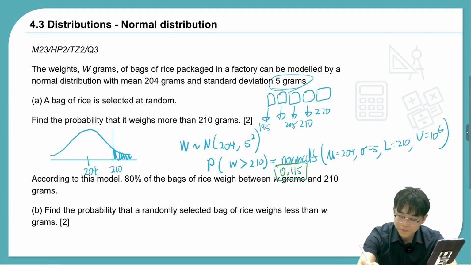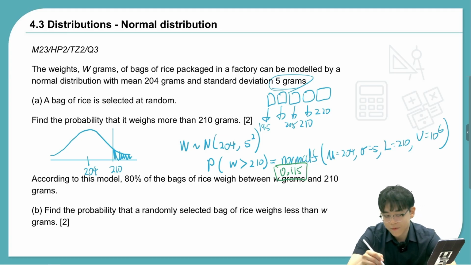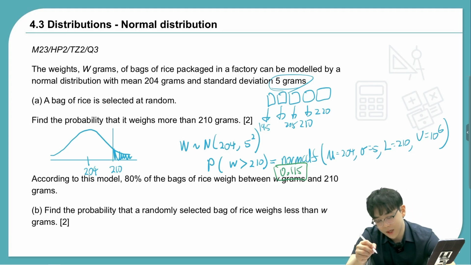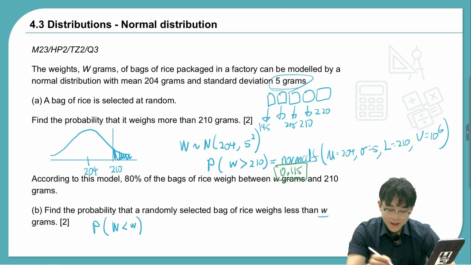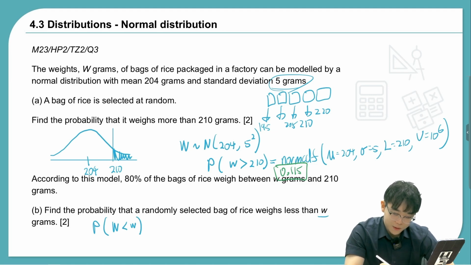Okay, next. For this model, it says that 80% of the bags weigh between w grams and 210 grams. So we want to find the probability that our weight is less than this small w. So don't get confused. The capital W is a variable.